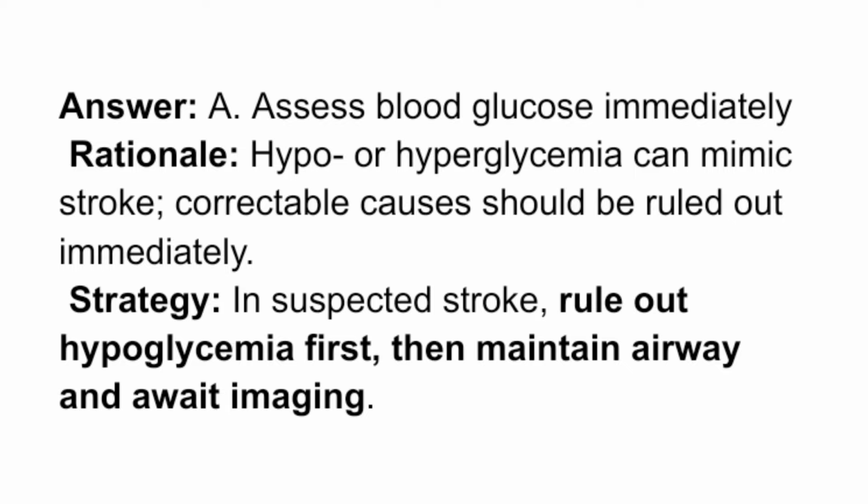Assess blood glucose immediately. Rationale: hypo or hyperglycemia can mimic stroke, correctable causes should be ruled out immediately. Strategy: in suspected stroke, rule out hypoglycemia first, then maintain airway and await imaging.